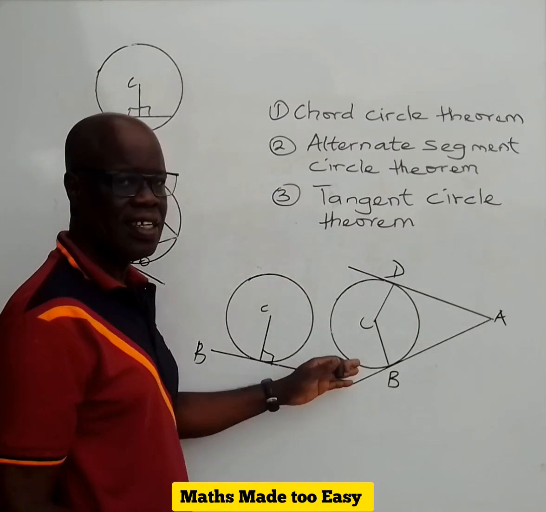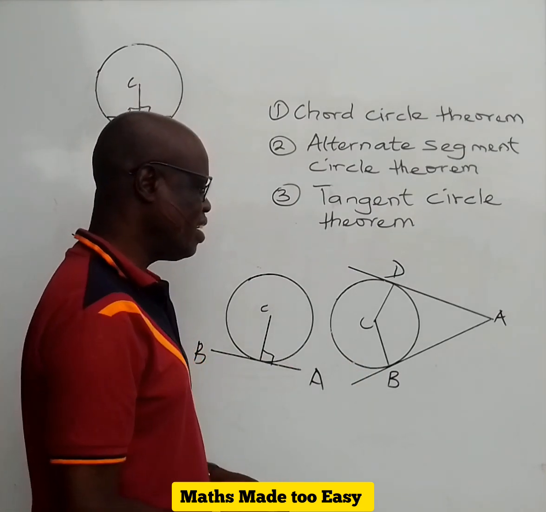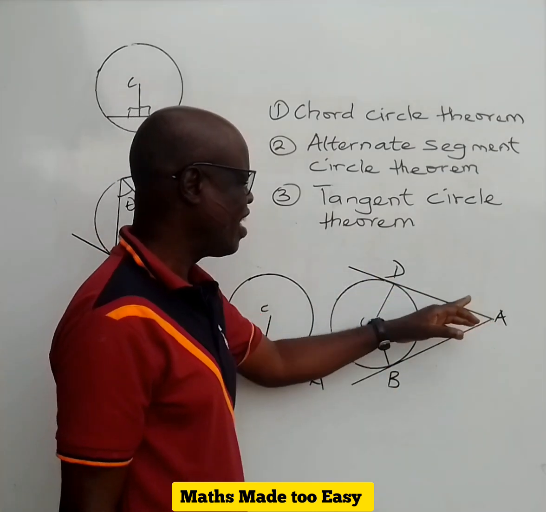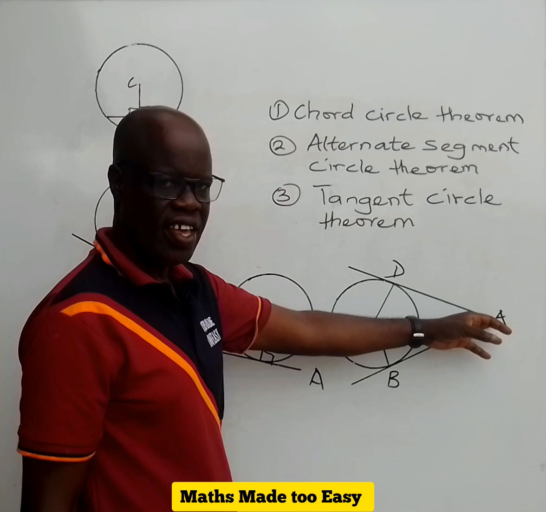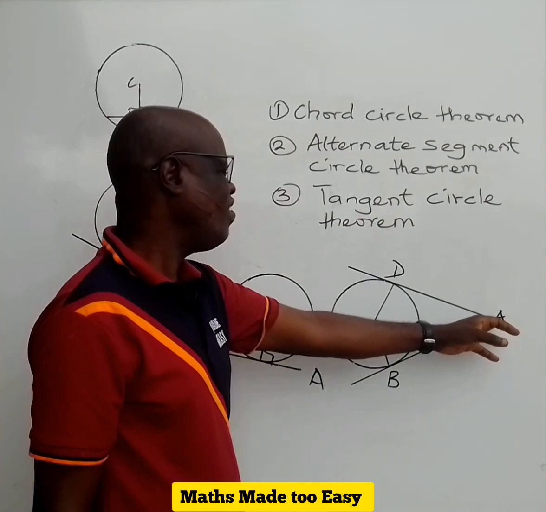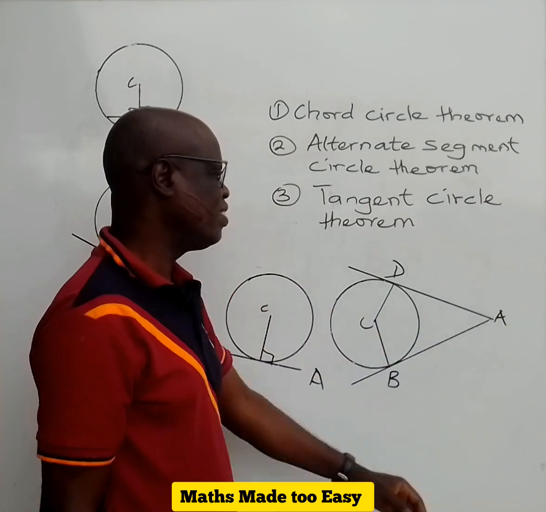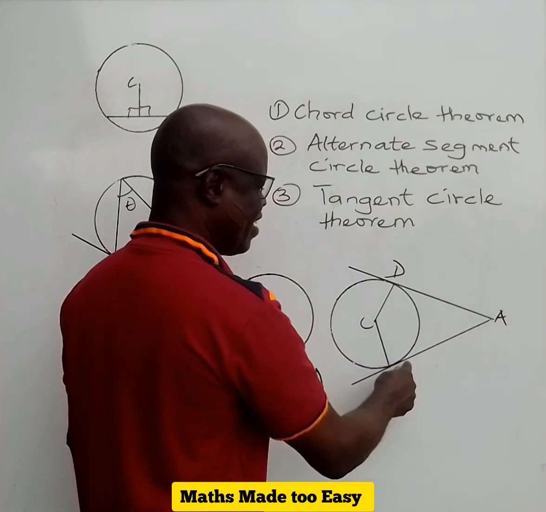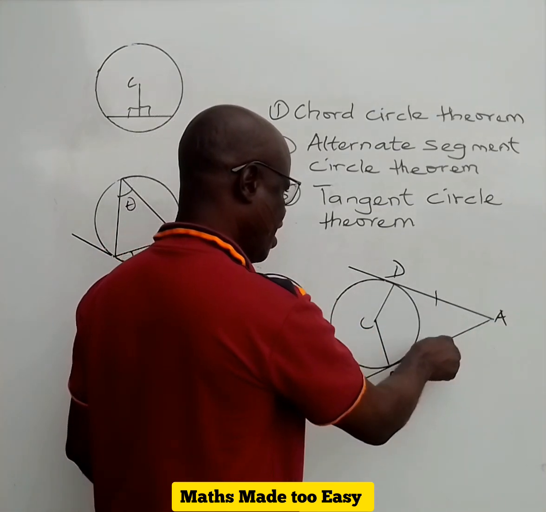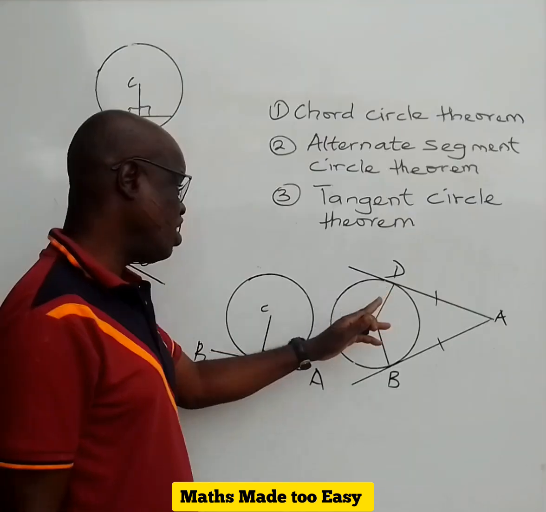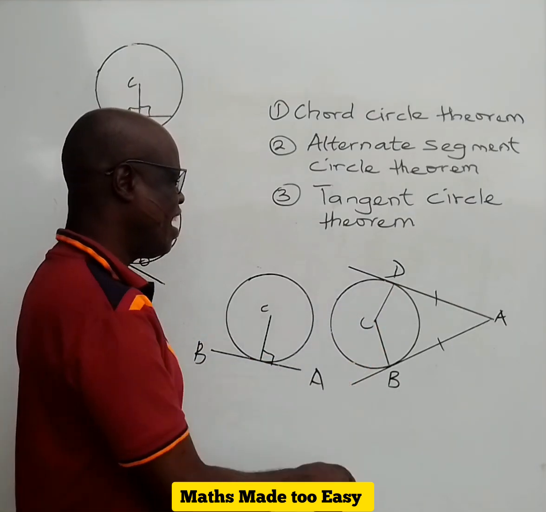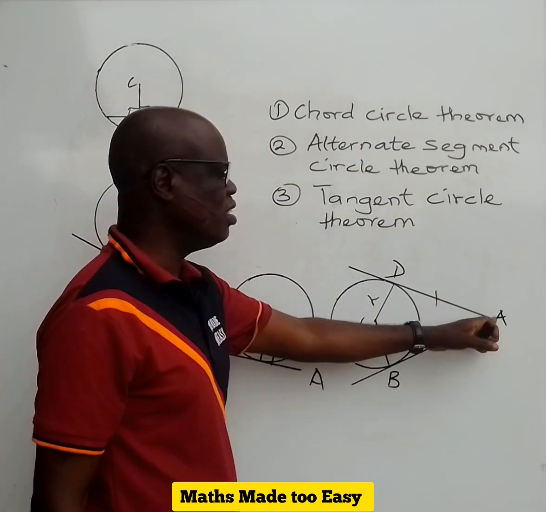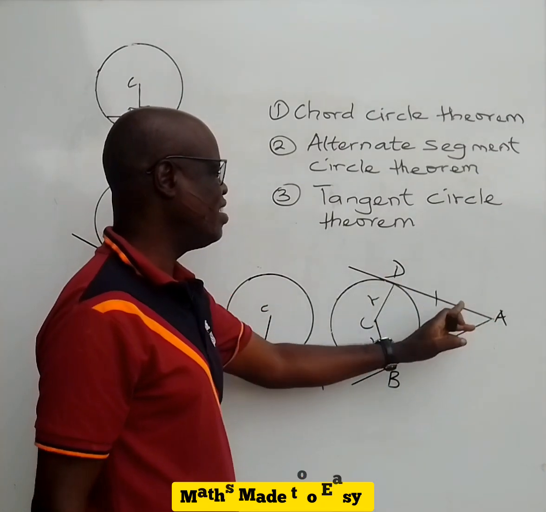Now, the second part of the tangent circle theorem is saying that if you have two tangents, this one and this is another one here, and then they meet at a point A, for example, it means that this line AD will be the same thing as line AB. So which means this one and this one will be the same. Because already you know that from here to here is the radius, and from here to here also is radius. So if these two tangents meet, then this side and this side will be the same.